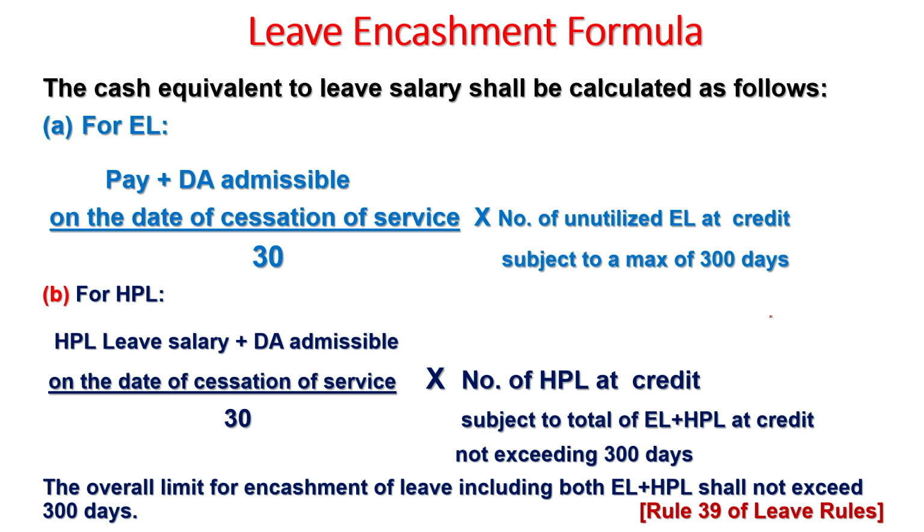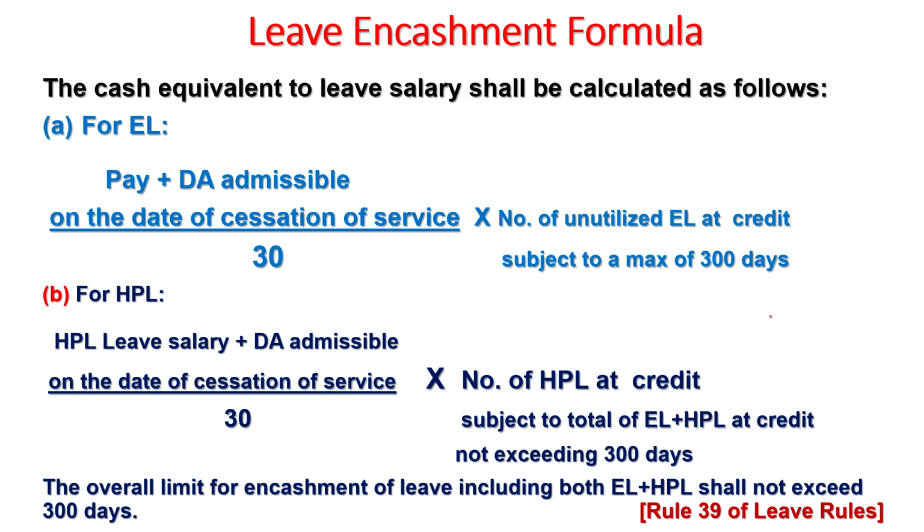So now we will come to the leave encashment formula. What is the leave encashment formula? Here the cash equivalent to leave salary shall be calculated as follows. First, for EL: pay plus DA admissible on the date of cessation of service, cessation meaning the date of retirement, divided by 30, into the number of unutilized EL at credit, subject to a maximum of 300 days. That much we can encash. So pay plus DA by 30 into number of EL at credit, subject to a maximum of 300.